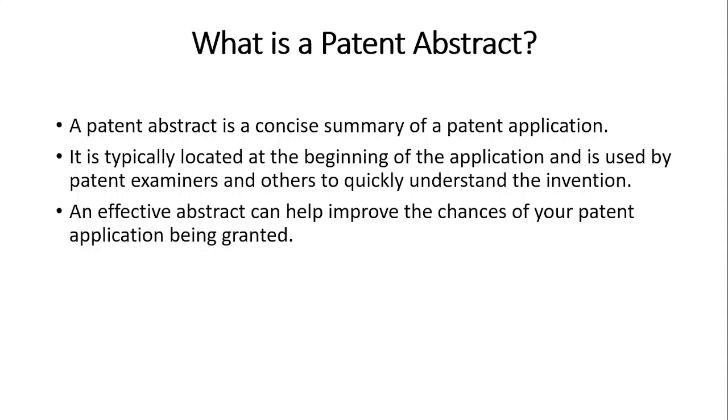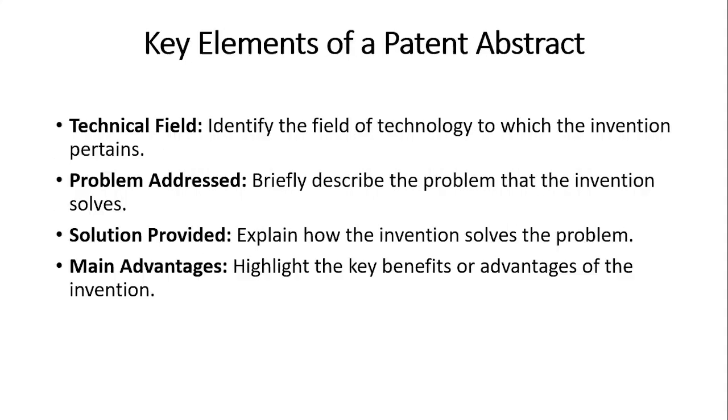It is typically located at the beginning of the application and is used by patent examiners and others to quickly understand the invention. Likewise, you propose your abstract. Writing in a random manner is not suitable for a patent abstract, so you write it very well. You provide the part number and part name exactly in the abstract. Then only will examiners be satisfied with your product and understand it. An effective abstract can help improve the chances of your patent application being granted. These are all the important points you consider before writing the abstract.